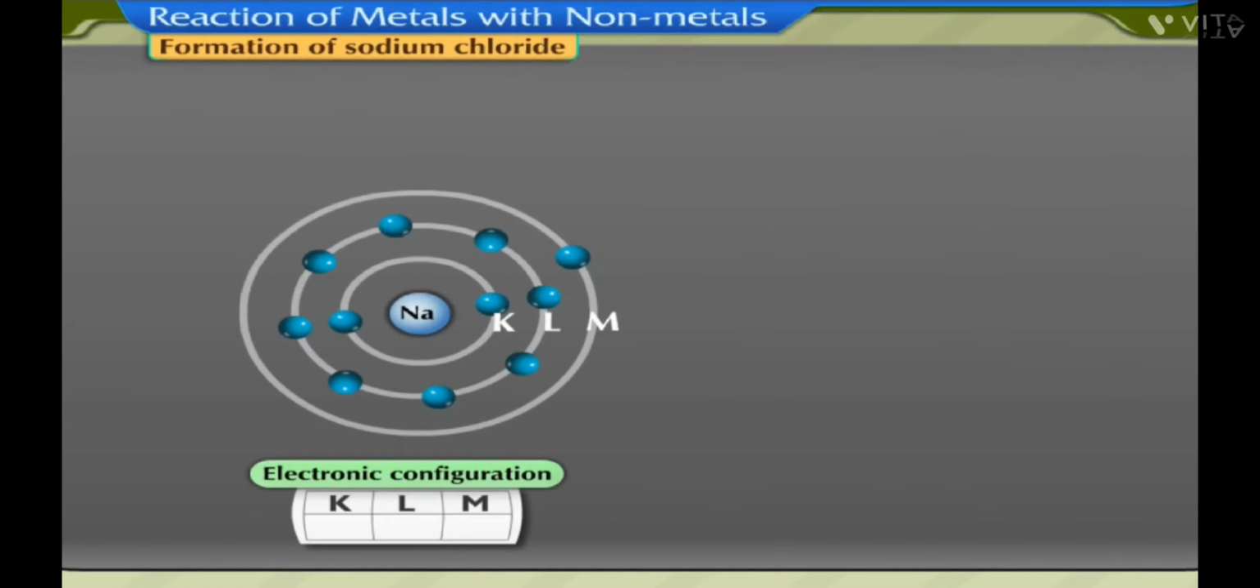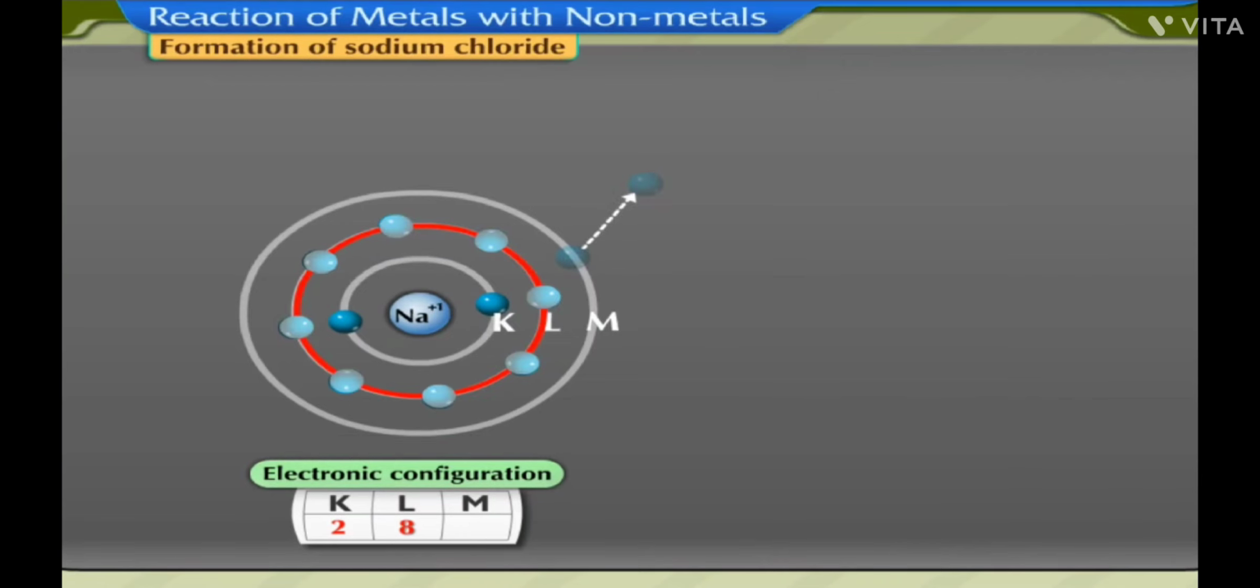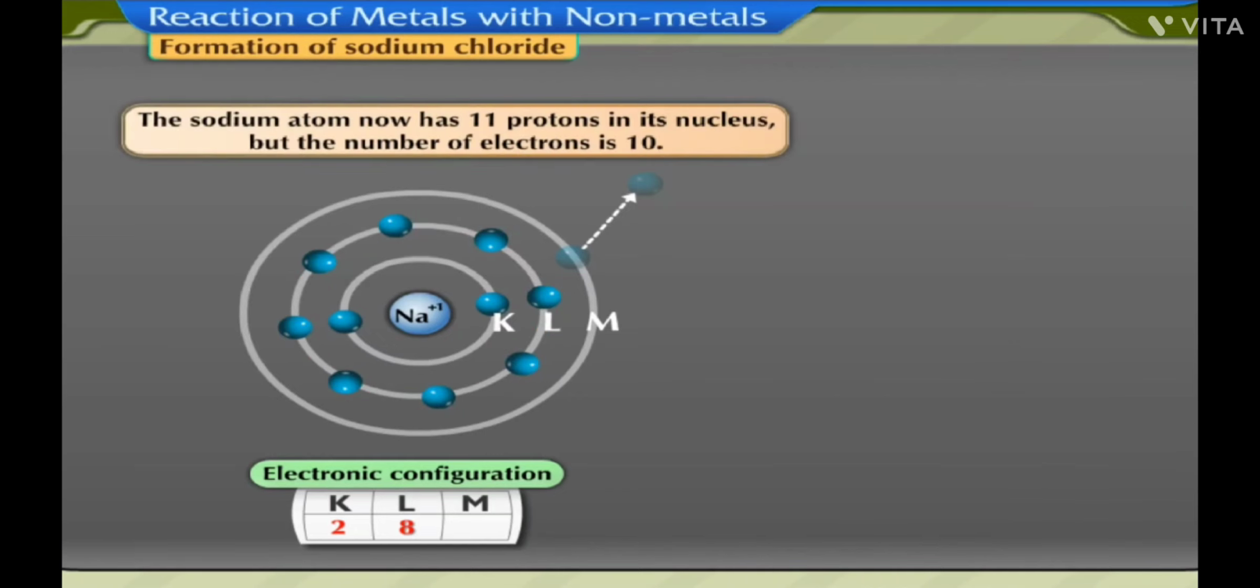Formation of sodium chloride. We know that the electronic configuration of sodium atom is 2, 8, 1. If the sodium atom loses its 1 electron from the M shell to attain a stable octet, then its L shell will become its outermost shell. The sodium atom now has 11 protons in its nucleus, but the number of electrons is 10. This leads to the formation of a positively charged sodium cation.